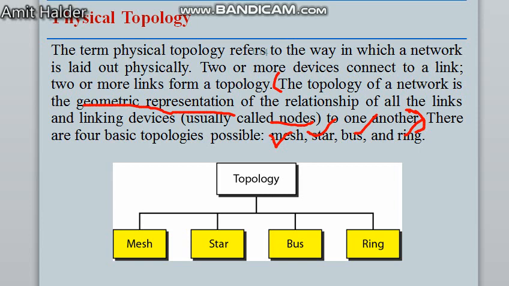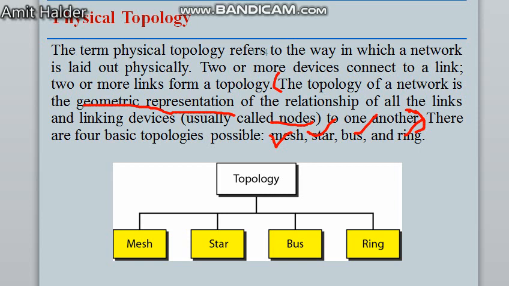But if anybody asks you what is the physical topology, you would say that it refers to the way in which a network is laid out physically, how it has been interconnected to each other. Two or more devices connect to a link, two or more links form a topology. That means two or more devices, multi-point.